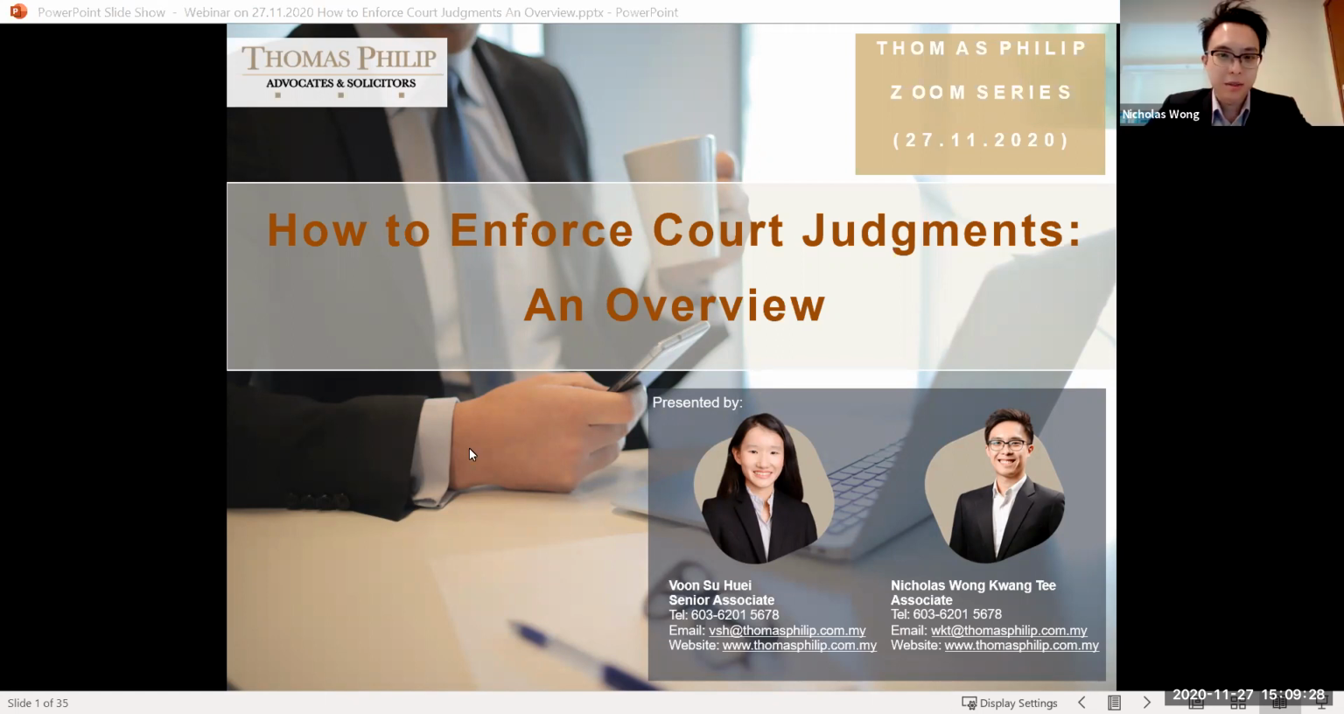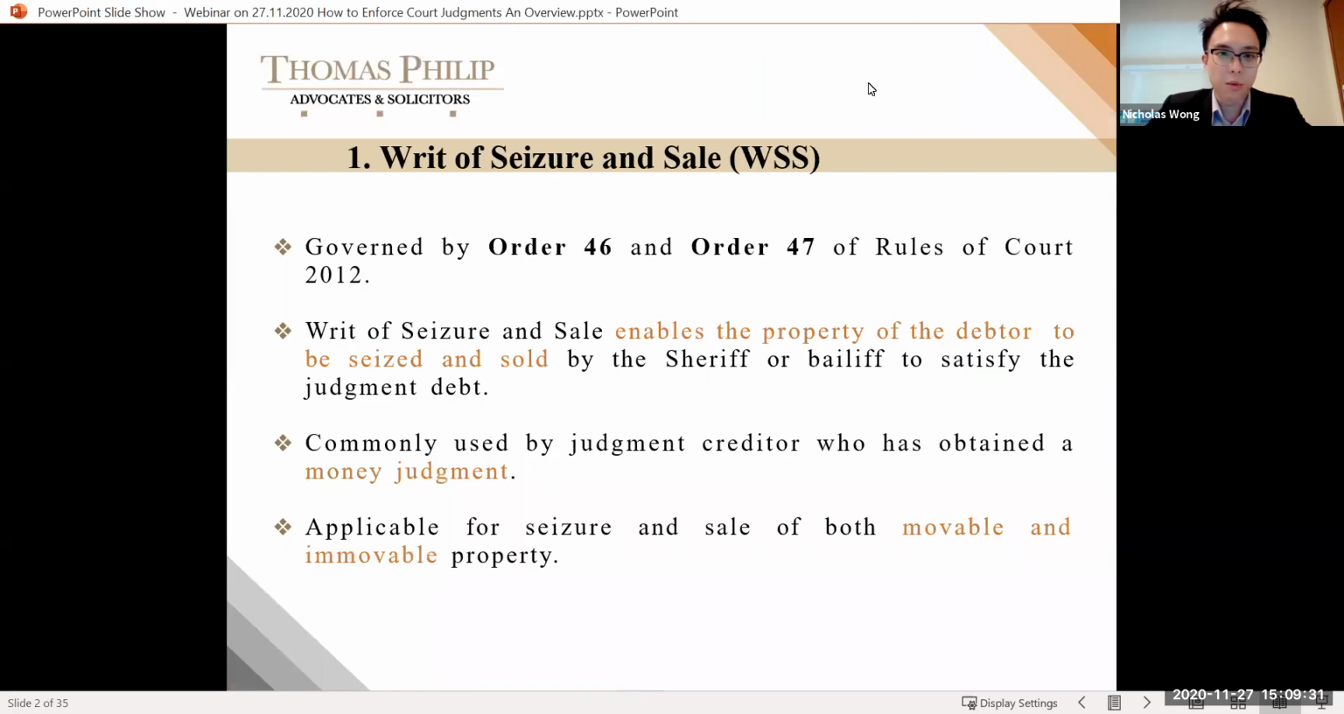Right, hi everyone. So first we'll look at what we call a writ of seizure and sale. What this is essentially is it allows you to take the property of the judgment debtor, their physical property, to be sold, and the proceeds of that sale go to paying the debt that the debtor owes to you. Usually, as you can tell, this is in the case of what we call a money judgment, right? A judgment where someone is to pay you money by order of the court.